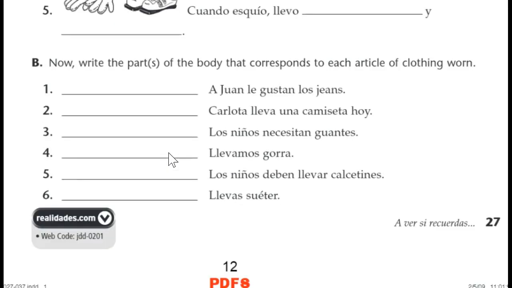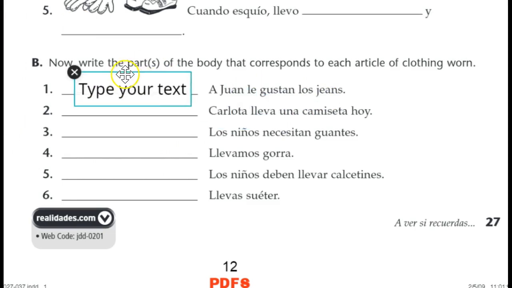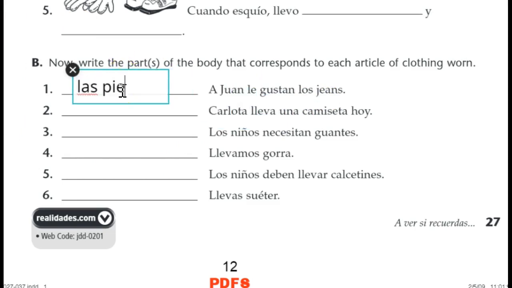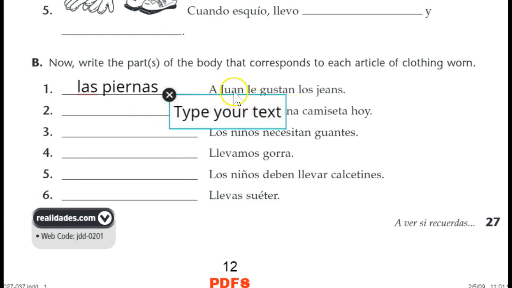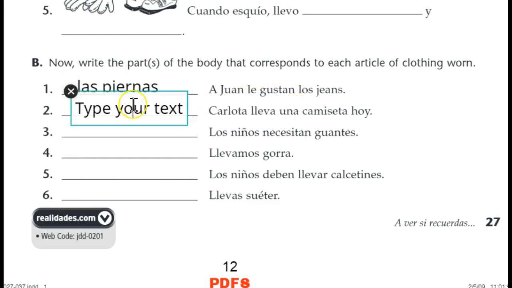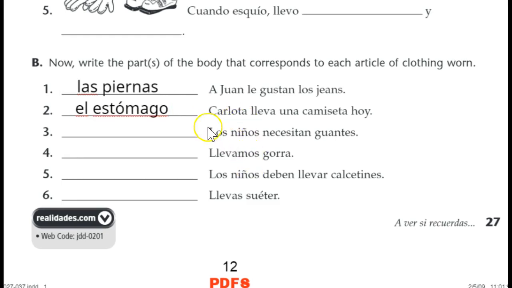So if you need some help with that, go ahead and look those words up as you need to. Write the part of the body that corresponds to each article of clothing worn. And again, this is a review from last year. A Juan le gustan los jeans. So jeans, of course, go on your legs. And you can simply write in las piernas for that. Carlota lleva una camiseta hoy. Alright, she's wearing a t-shirt today. So, what does it correspond? Well, it's a torso. You could say el estómago. Okay. El estómago, el pecho, chest or stomach.